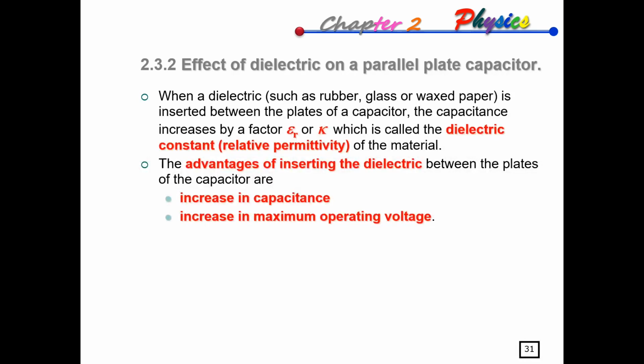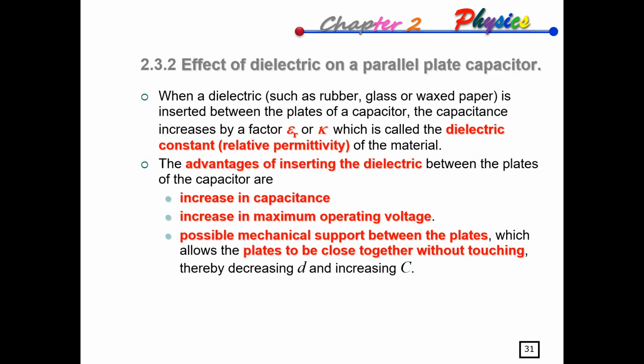The advantages of inserting the dielectric between the plates, or the effect of inserting the dielectric between the plates, is number 1, increase in capacitance, increase in maximum operating voltage, and with decreasing D, which is the distance between the plates, it will increase the C.